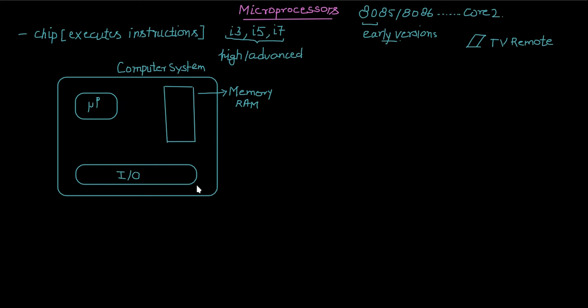So an example of an input device is a keyboard or a mouse, and an example of the output device is your computer display or the monitor, where it will display all the results. Alright, so a microprocessor is basically used to perform some operations, and more specifically they perform some instructions, and we will discuss these instructions in detail in the coming tutorials.